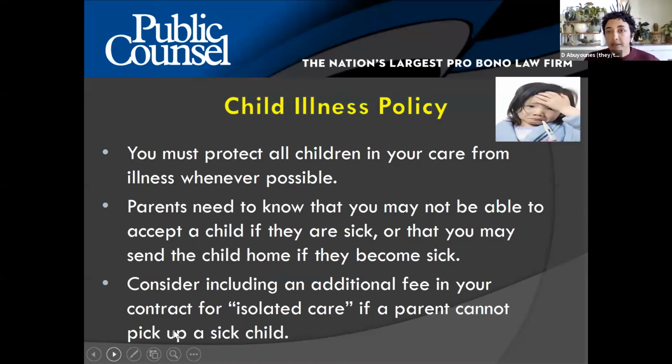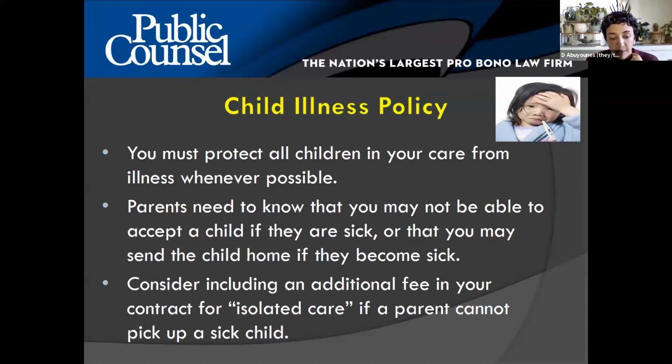So you should also include a child illness policy. You must protect all children in your care from illness whenever possible. Parents need to know that you may not be able to accept a child if they are sick, or that you may send the child home if they become sick. Consider including an additional fee in your contract for isolated care if a parent cannot pick up a sick child. Some things that you might want to include in your contract for when a child should be sent home include having a fever over 101 degrees, vomiting, skin rash, constant cough, upset stomach, parasites, communicable diseases, and so on.